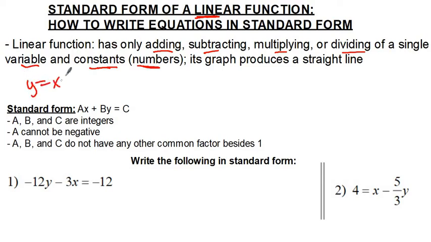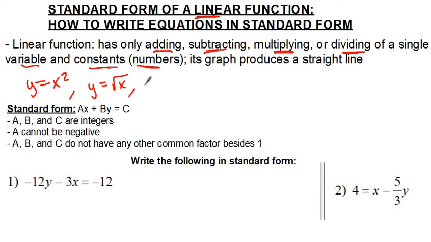This would not be a linear function because you're not only adding, subtracting, multiplying, dividing. In this case, you're squaring. So this is actually not. It will produce something called a parabola. Here's another example. This is not a linear function, square root of x. That's a square root sign because, again, you're not adding, subtracting, multiplying, or dividing.